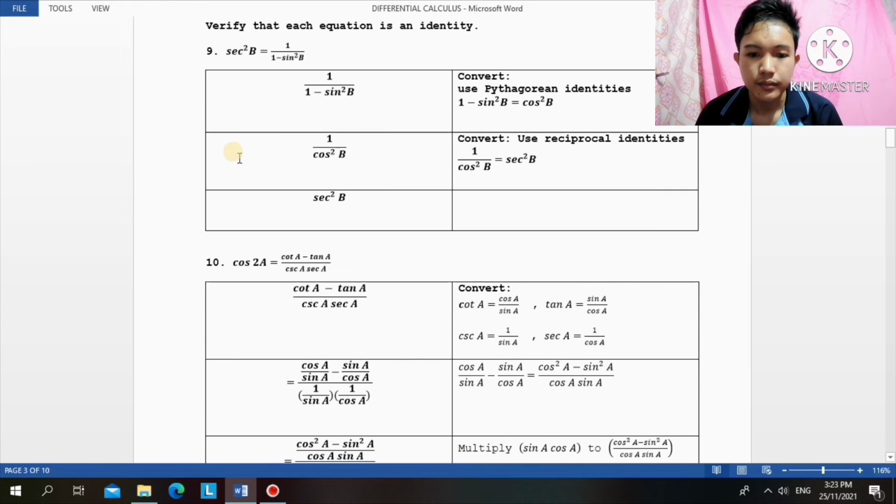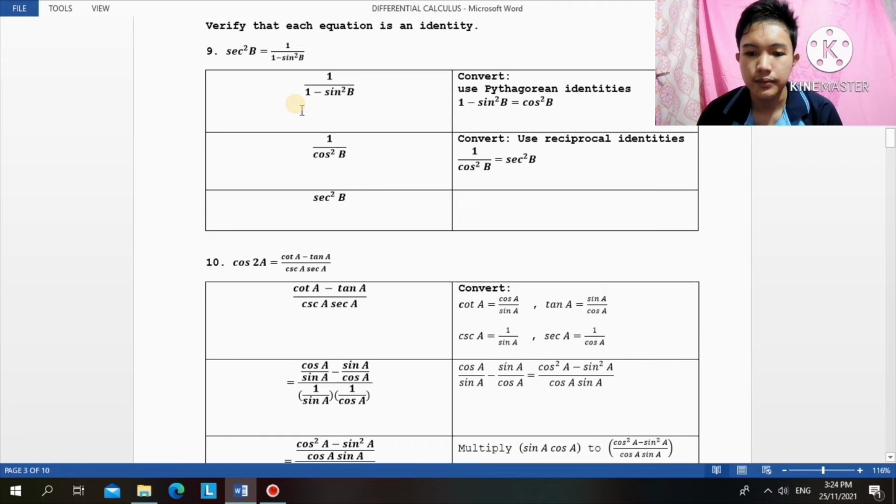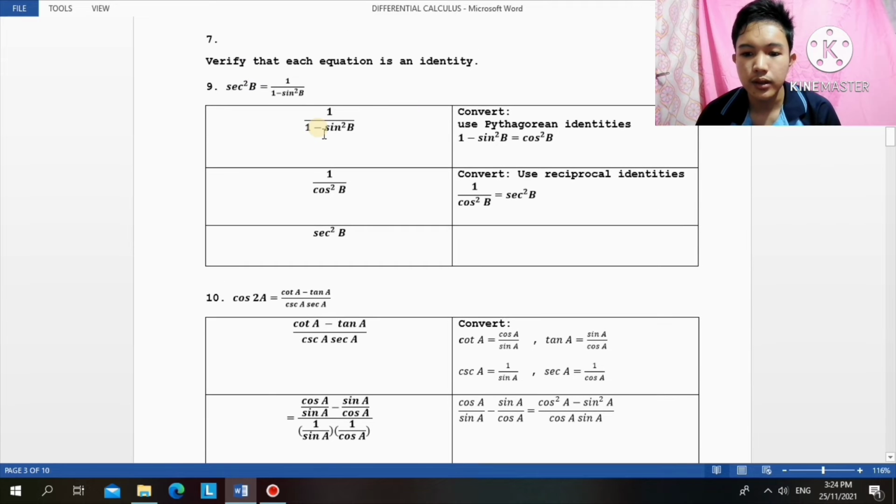Then number 9, verify that each equation is an identity. So 9, secant squared b is equal to 1 over 1 minus sine squared b. So first, convert 1 minus sine squared b using Pythagorean identities. So 1 minus sine squared b is equal to cosine squared b.